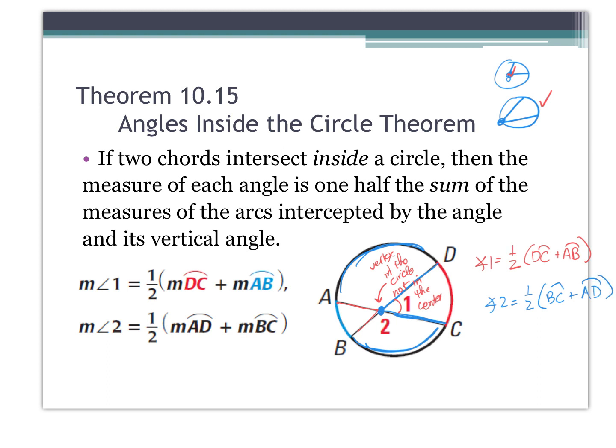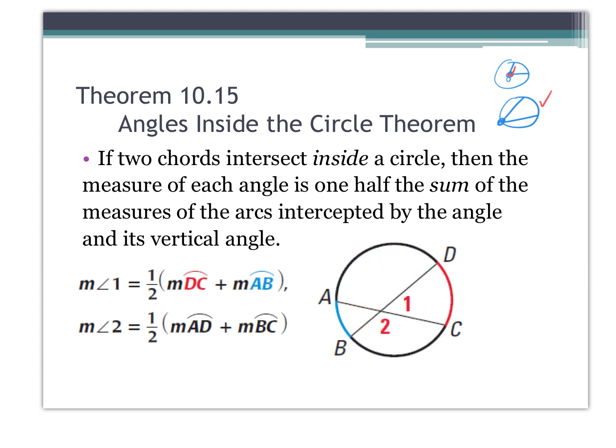And that's how you do that. So it's, again, half of that. So let me just give you, let's just do a couple problems so we can work that out. So let's just say that arc AB is 40 and arc DC is 60, and I want to know what the measure of angle 1 is.